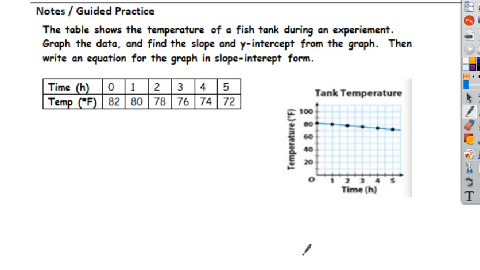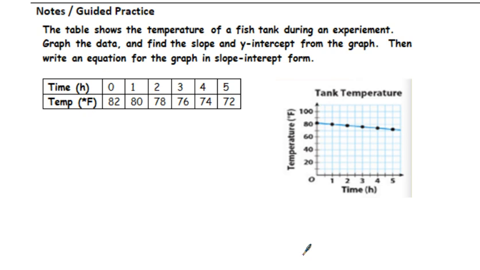All right, so the table shows the temperature of a fish tank during an experiment. It asks you to graph the data, did it for you, and find the slope and the y-intercept of the graph. Then write an equation for the graph in slope-intercept form. So this graph is really hard to read. They're really, really close together and very, very small. So sometimes it's not best to use our graph. So we're going to use our table to find our slope and our y-intercept.